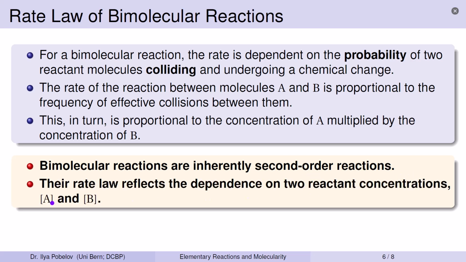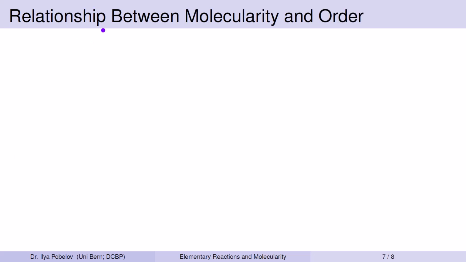The rate law reflects the dependence on two reactant concentrations. The rate law for a bimolecular elementary reaction can be expressed as being equal to the rate constant multiplied by the concentrations of reactants A and B. In the study of chemical kinetics, it is imperative to differentiate between the concepts of molecularity and reaction order.